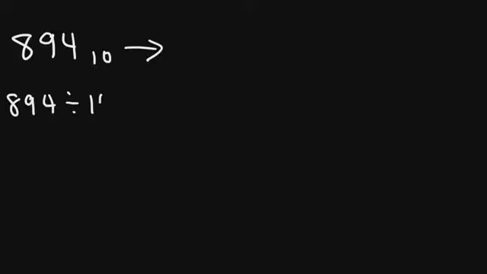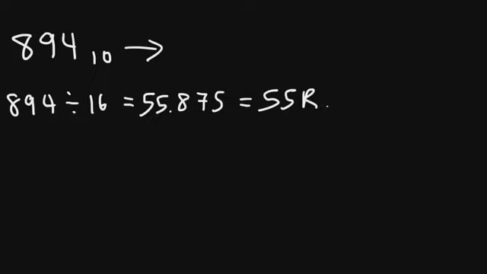Now let's try another example. 894. Feel free to pause the video. Use a calculator to convert the decimal number into a hexadecimal number. So let's start with 894 and let's divide it by 16. 894 divided by 16 is 55.875. So that's going to be 55 remainder, and take 0.875 and multiply it by 16. And so that's going to give you a remainder of 14.